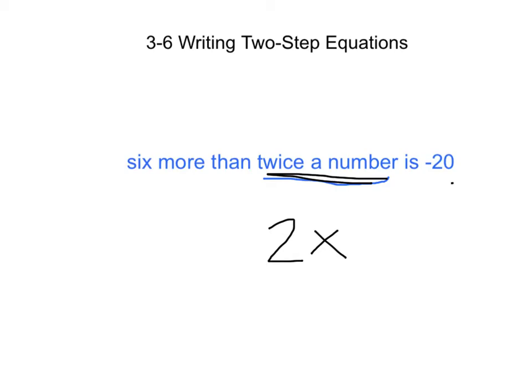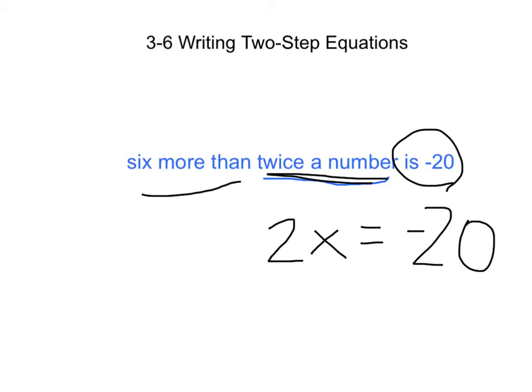Then it says is negative 20. Is is your key to writing an equal sign, negative 20. And now we have 6 more than. Well, that tells us that we need to add 6. So now we've translated 6 more than twice a number is negative 20 into 6 plus 2x equals negative 20. And that's how we do it. Let's try another one.